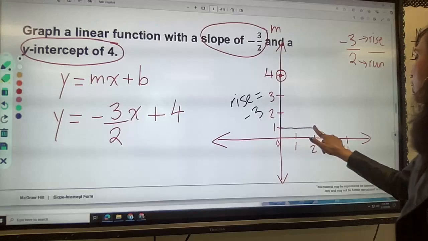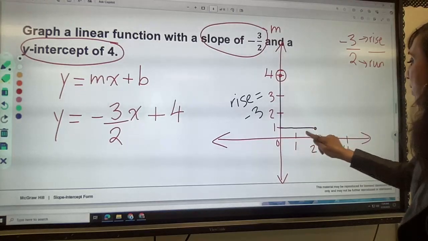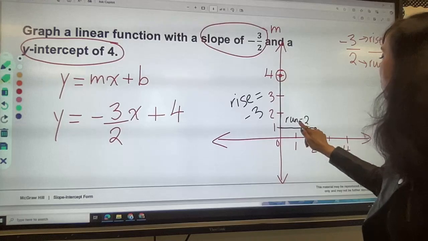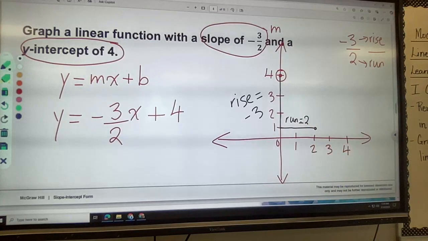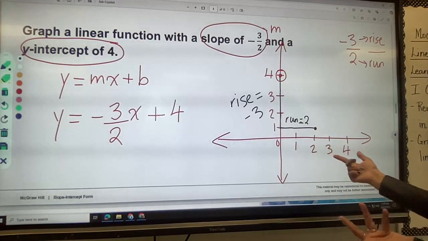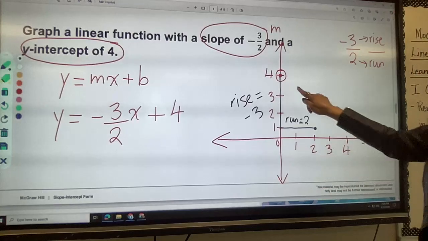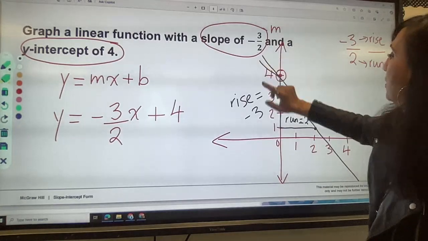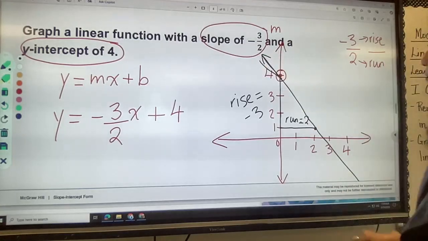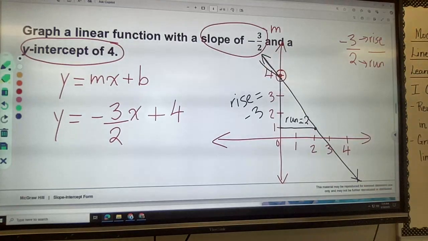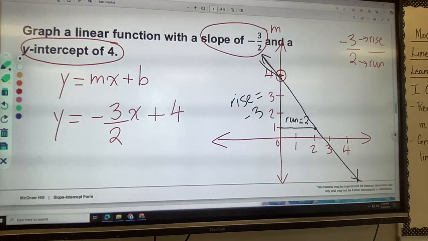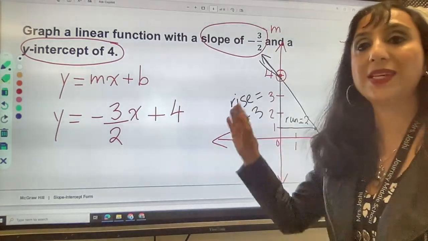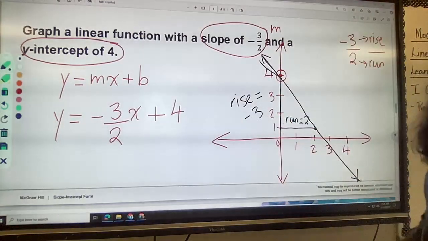So 1, 2. So this is where my line is going. So this is what? My run, which is 2. Okay, and then all I do is connect it. And so if I had again done another one, I'd be going 1, 2, 3, and then 1, 2. So basically this is what my graph is going to look like. Apologize, that doesn't look very straight. Here we go. Okay, and so this is what my graph is going to look like when I am plotting in the format of y is equal to mx plus b. So I know it's a negative slope once again, and this is how I'm going to plot it.